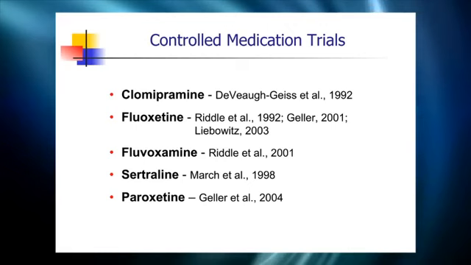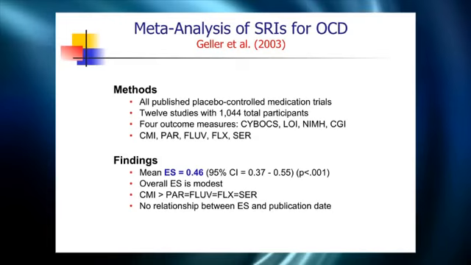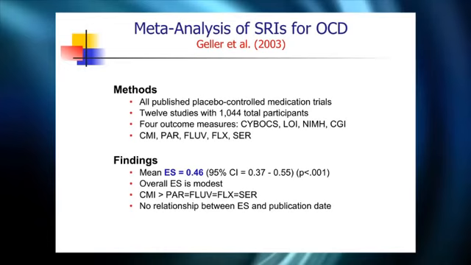The most important published report on the efficacy of medication was the Geller meta-analysis, who looked at all of the published trials to date and found a mean effect size for psychopharmacologic studies of 0.46, which even they admitted was quite modest. This is an okay effect size. It's not really a great effect size for medication.